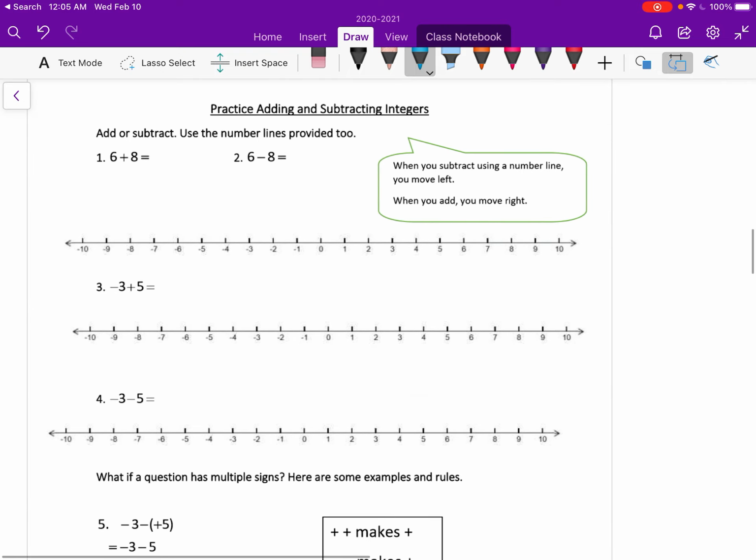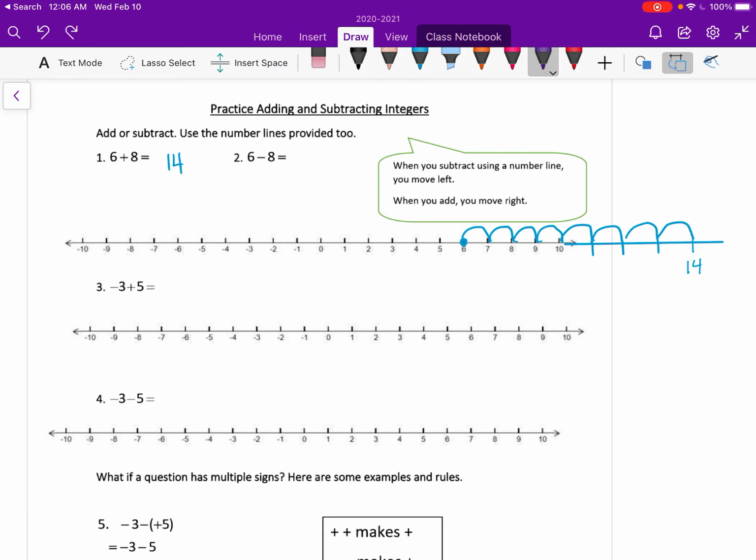So let's add and subtract integers. When you're adding or subtracting integers, when you add, you move to the right. So if you are here, so you have 6, right, and you want to add 8 to 6, you're going to do 1, 2, 3, 4, 5, 6, 7, 8. So I'm just going to extend my number line out here. This is 11, 12, 13, 14. So I know 6 plus 8 is 14.